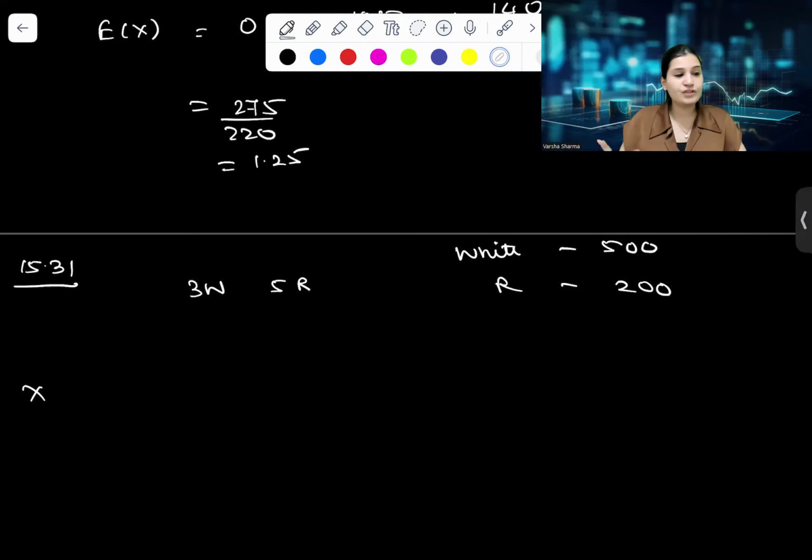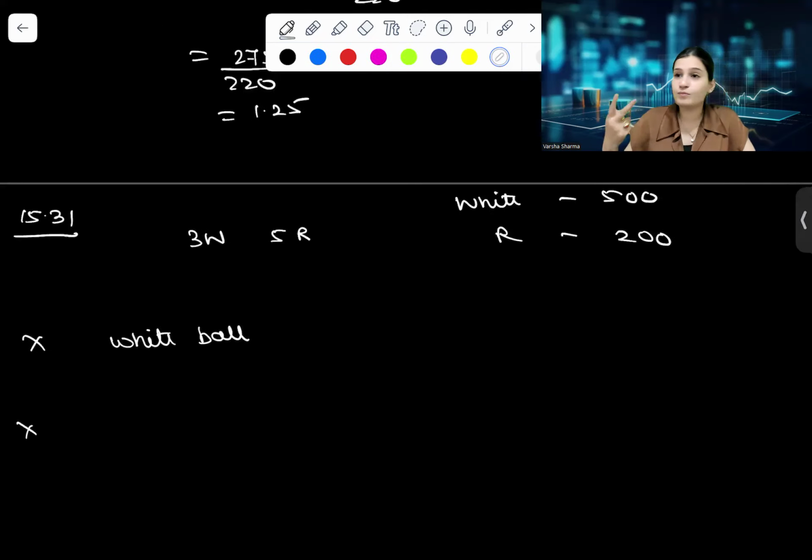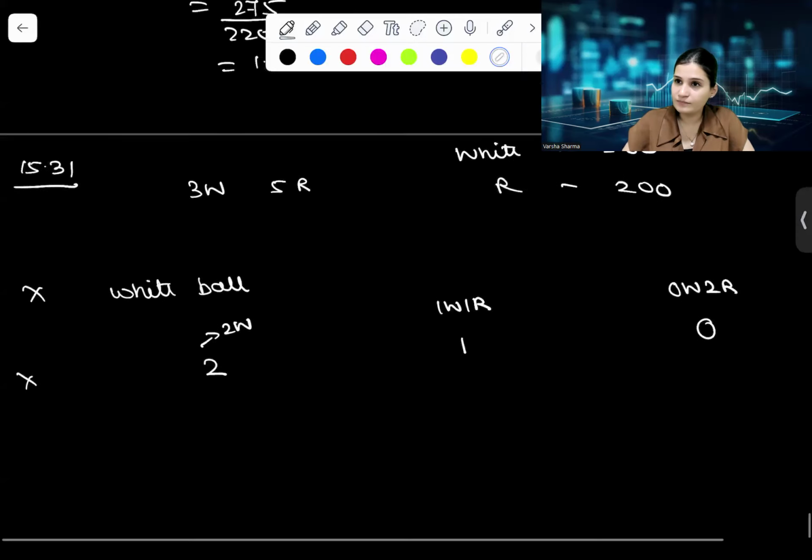So if he's choosing two balls, you can choose a white ball or a red ball, it doesn't matter. Suppose X is the number of white balls. If you are selecting two balls, it can be that both are white, it can be that one is white, it can be that zero are white. So 2 means there are two white balls. 1 means one white, so the remaining one will be red. 0 means zero white, so obviously both the balls are red.